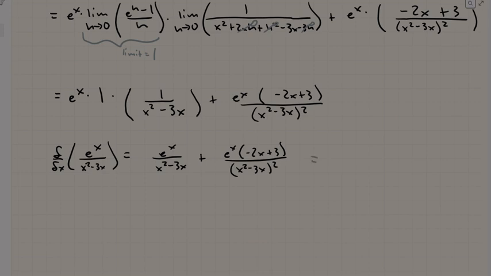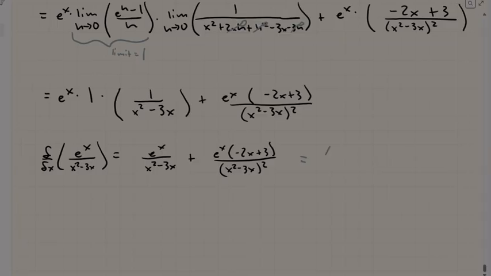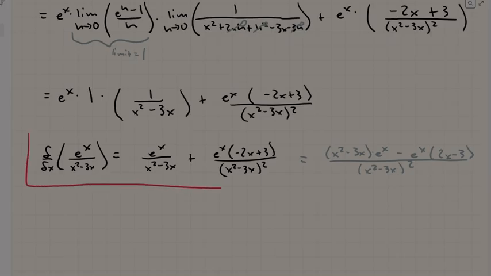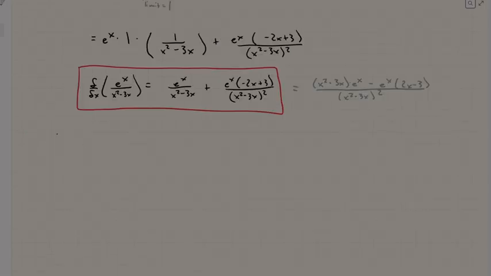And just also, this would be equivalent to x squared minus 3x times e to the x minus e to the x times 2x minus 3, divided by x squared minus 3x squared. And we'll get to that when we deduce the pattern. That's just the more convenient way to see the pattern, but it's equivalent to the same answer.